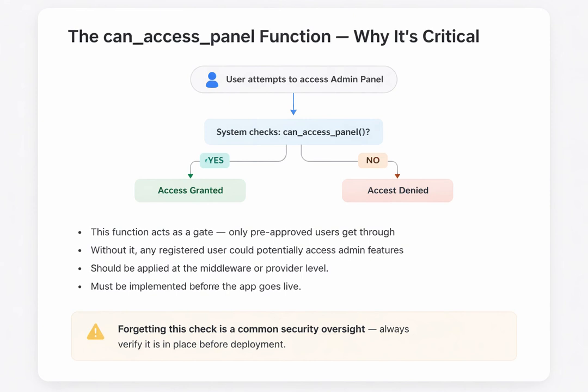The instructor admits this was accidentally left out and needed to be added, which is a good reminder that even experienced developers can miss things. This is exactly why you should have a pre-deployment checklist that includes verifying all access control mechanisms are in place.